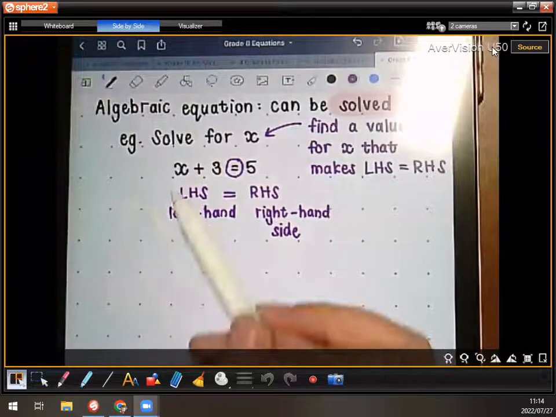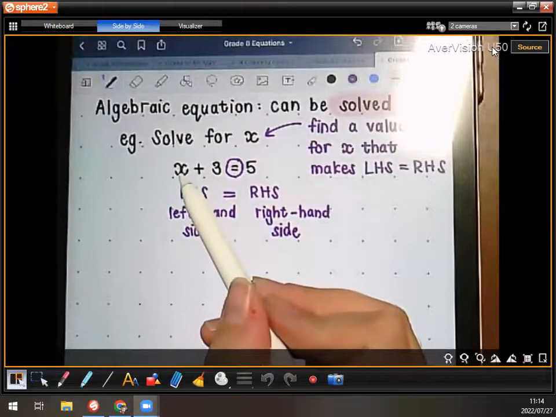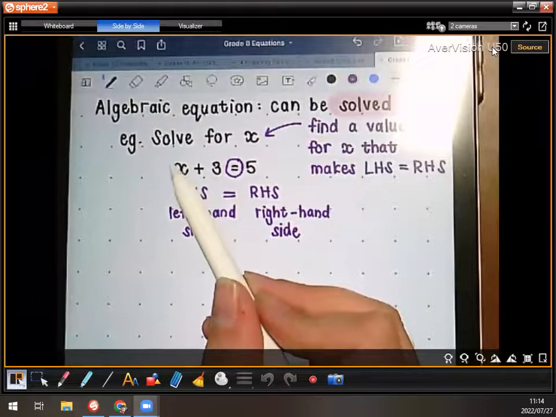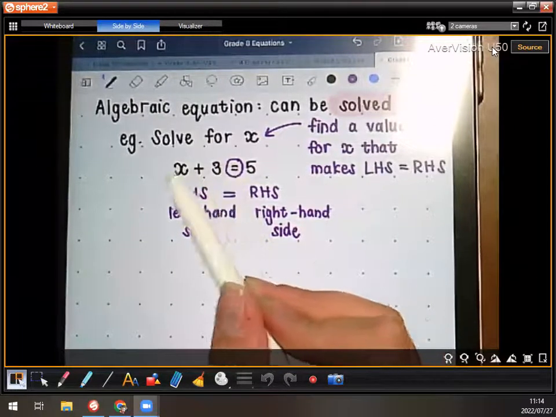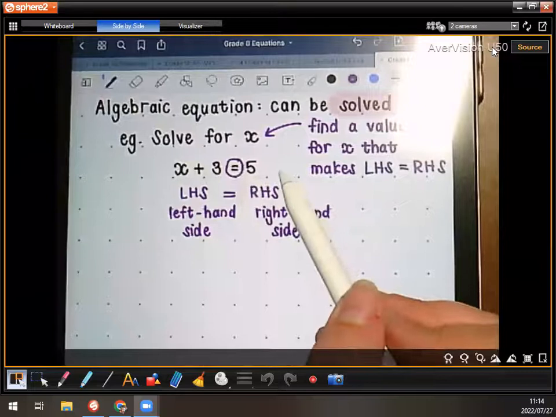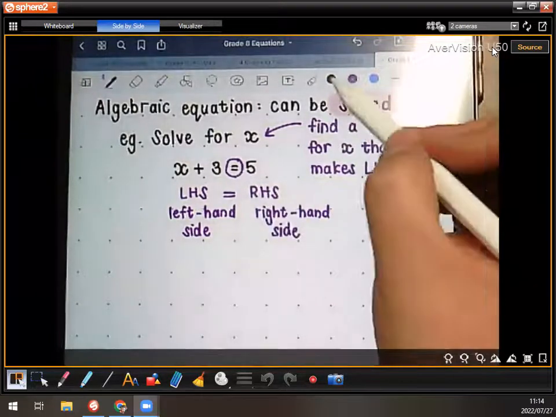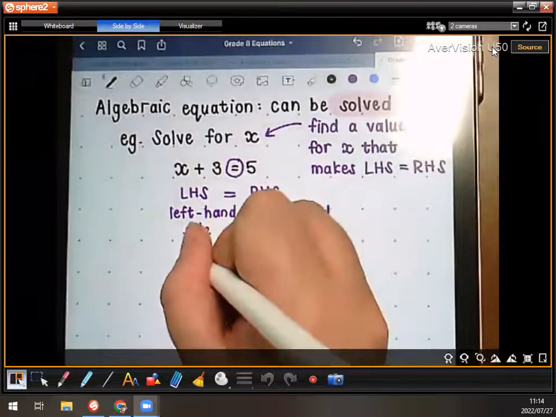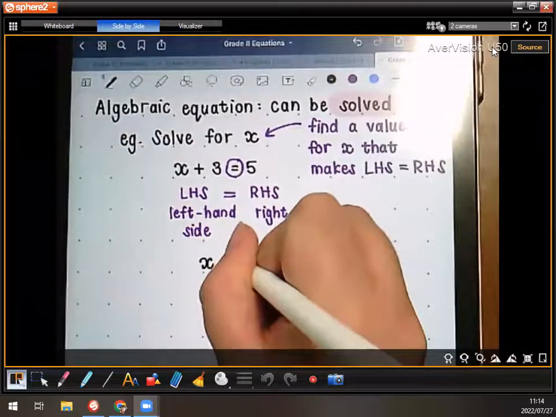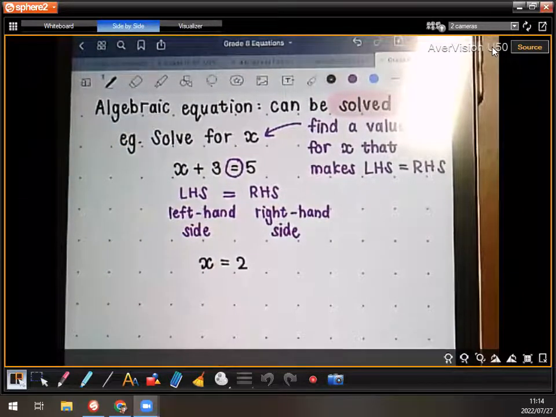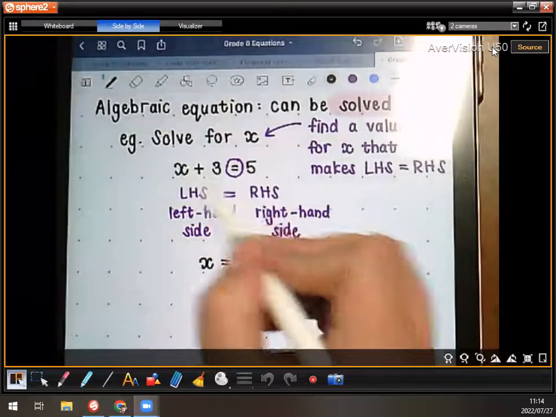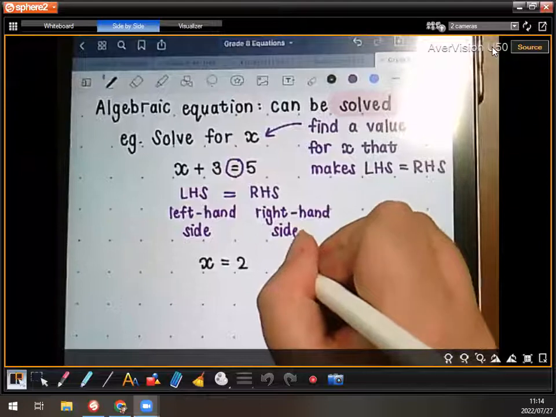Silent. 2. There's 2, right? If X is equal to 2, what do I have? 2 plus 3. And is 2 plus 3 equal to 5? Yes. Okay, so that is the answer. So guys, you are going to write X is equal to 2. That is the answer. Okay, this is the question. This is the answer.